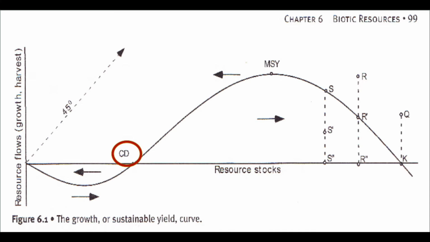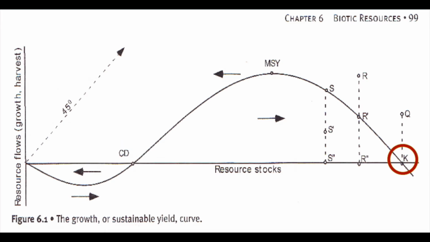In most cases, ecologists do not know exactly where that CD point lies, and this is often contentious among those engaged in harvesting for profit or recreation. We will use this understanding in Chapter 12 when we examine the microeconomics of biotic resource allocation.